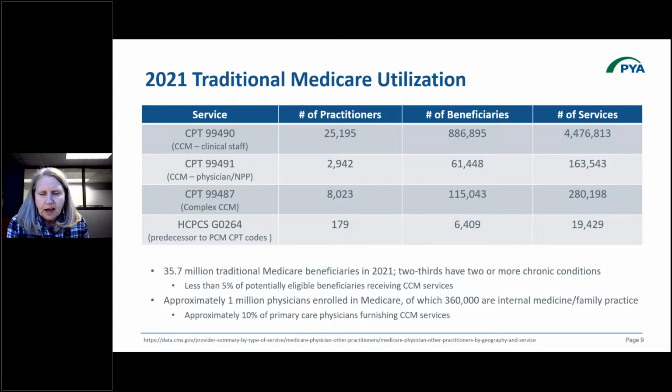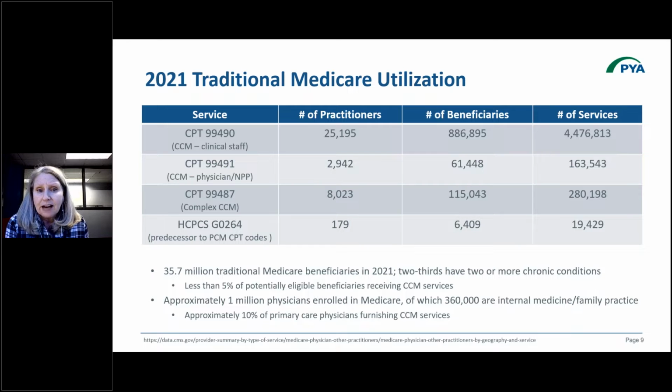If you consider that we have about 36 million original Medicare beneficiaries in 2021, and the rule of thumb you hear frequently is that about 2/3 of Medicare beneficiaries have 2 or more chronic conditions, that means that less than 5% of potentially eligible beneficiaries were receiving CCM services in 2021.